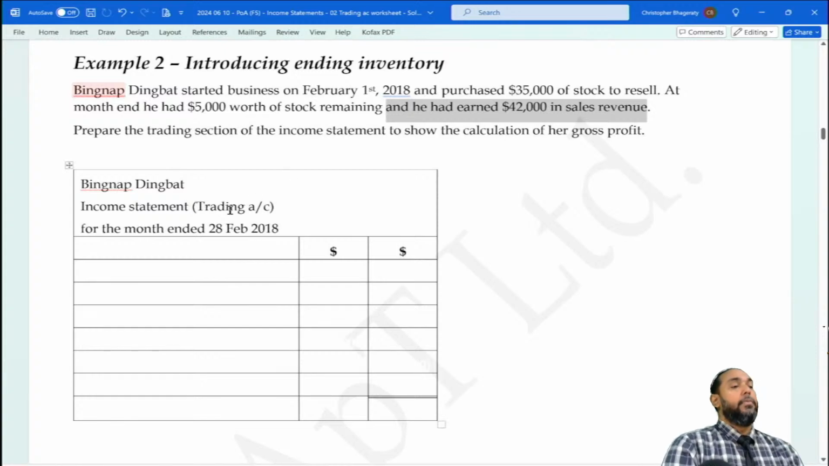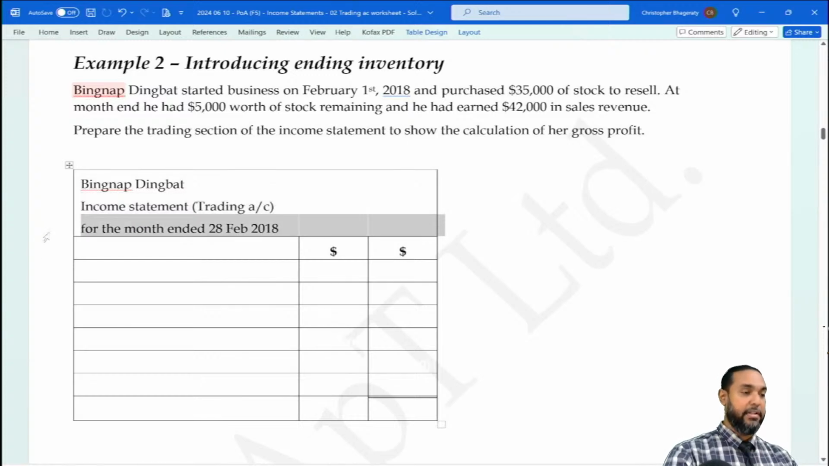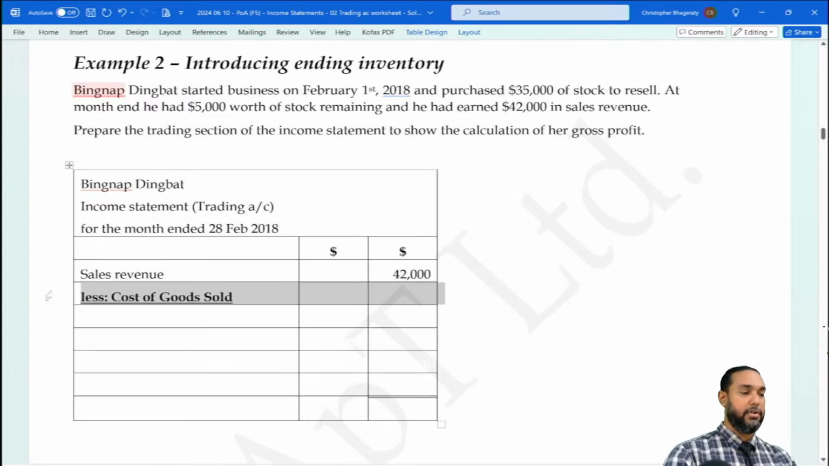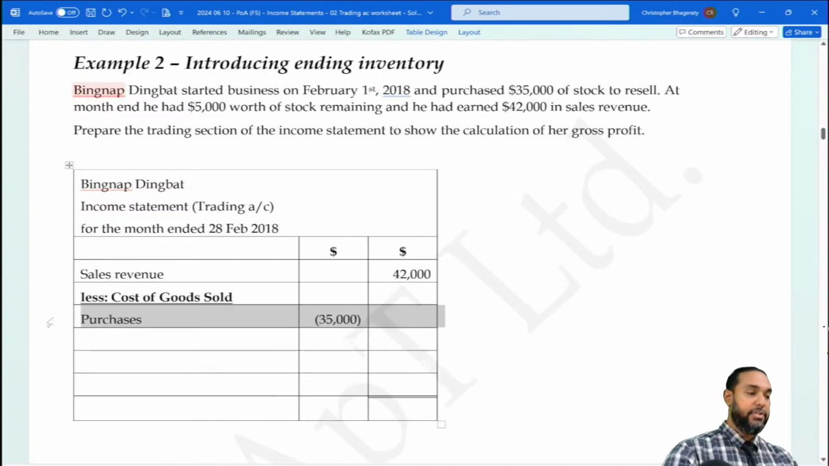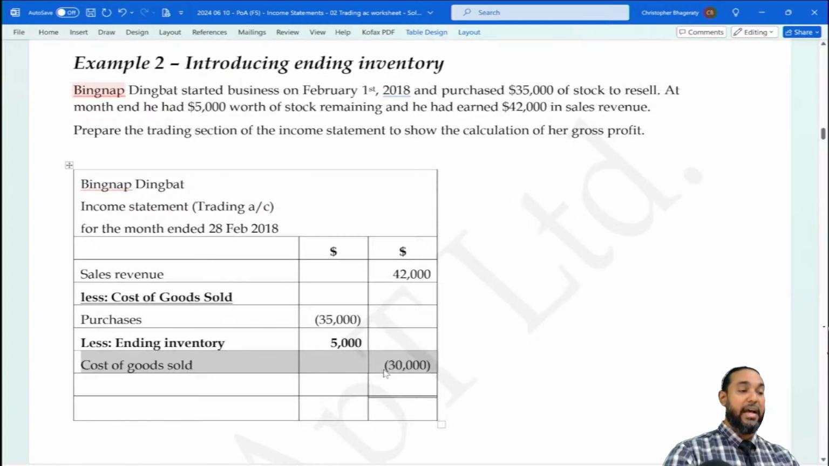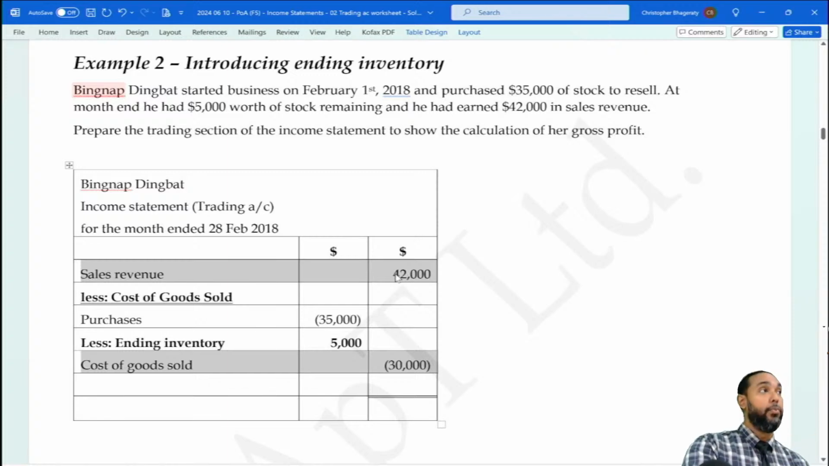All right. So in order to show this, we head up with the name of the entity, name of the statement, period to which it applies. So sales revenue, less cost of goods sold. Right, so the purchases, and we're going to minus the closing stock or ending inventory. So when you minus the ending inventory, 35 minus 5 will give us what? 30. And that 30 is what you're matching with the 42. Because you only sold that much worth of goods. You only sold 30 out of the 35. So you can only make a profit on what you have sold.